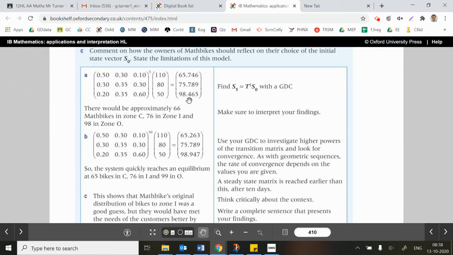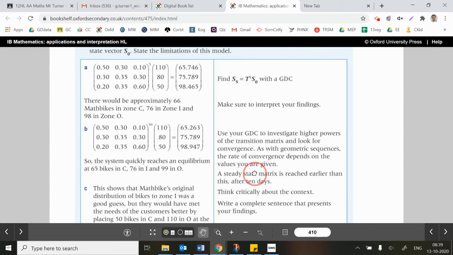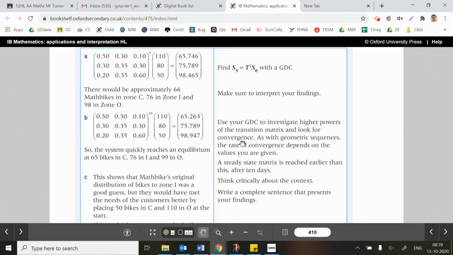Okay, so in this case we're getting 65, 76, and 99. And that adds up to the correct number of bicycles in the system. Since these two are very similar, we're pretty content that doing it 50 times is good enough. So the system quickly reaches the equilibrium at 65, 76, and 99 in each of the zones. As it says, the rate of convergence depends on the values you are given. It depends on the matrix that you're given and the values you're given to start off with, of course.